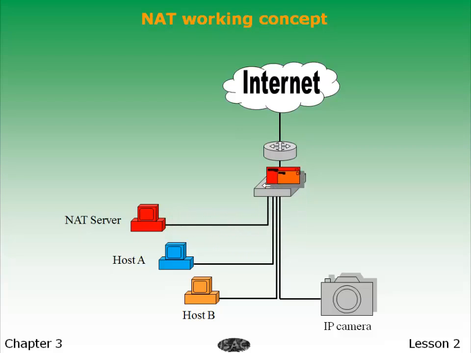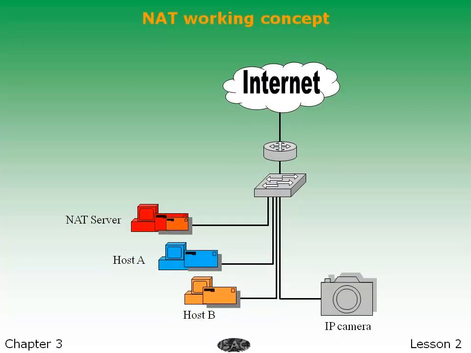RFC 2663 uses the term NAPT, or Network Address and Port Translation, for this type of NAT. Other names include PAT, or Port Address Translation, IP masquerading, NAT overload, and many-to-one NAT. Since this is the most common type of NAT, it is often referred to simply as NAT.